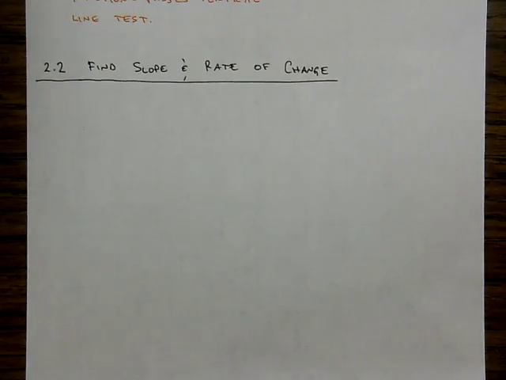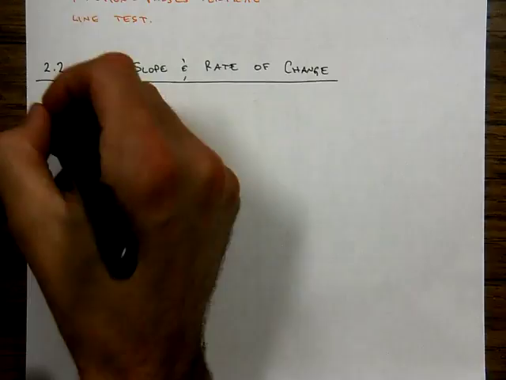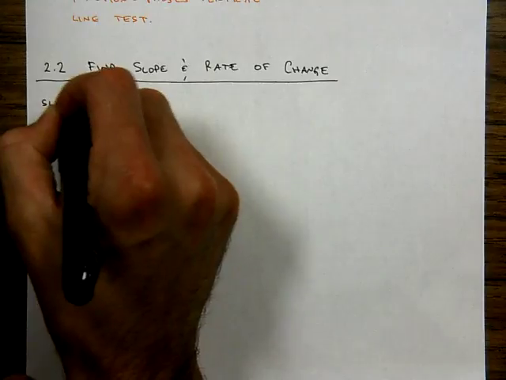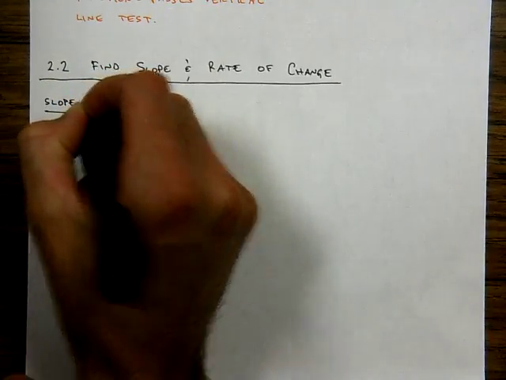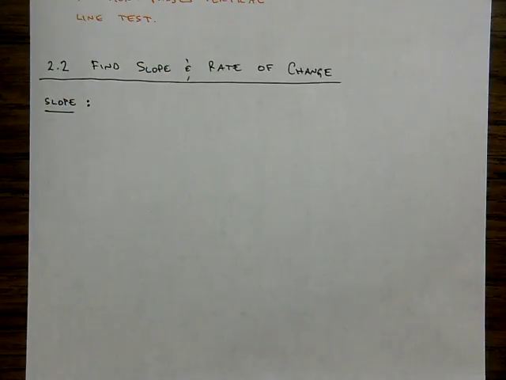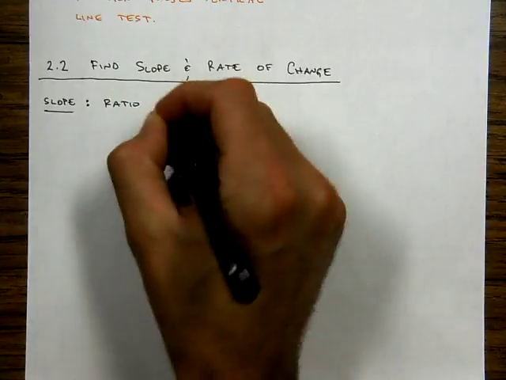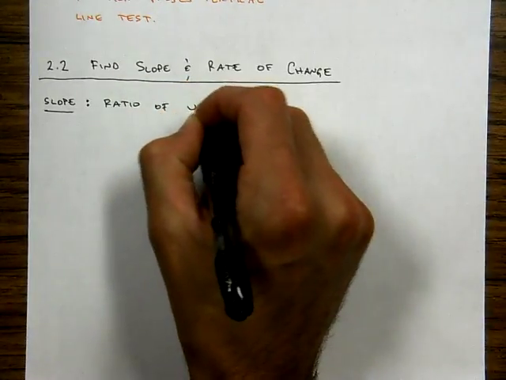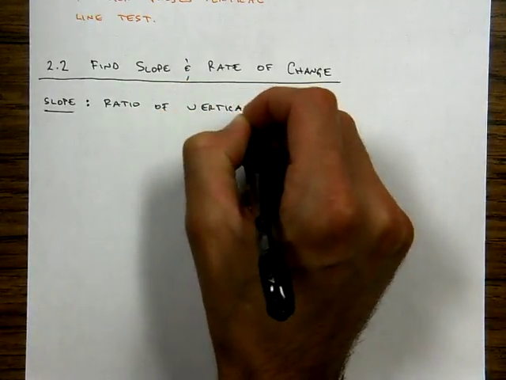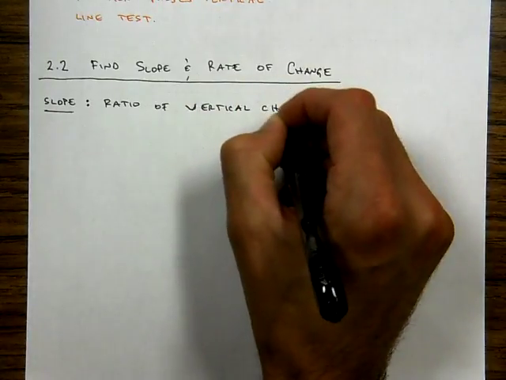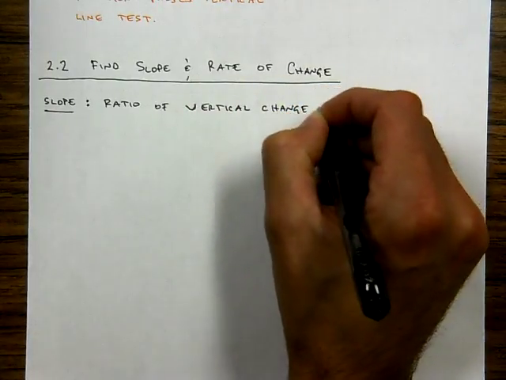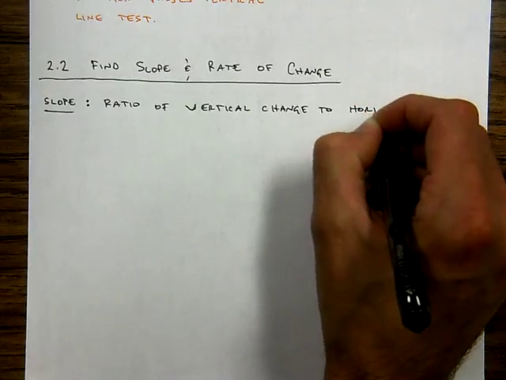Now this definitely is review from Algebra 1, and so I don't want to insult your intelligence, but for those of you guys that might need a quick refresher, let's just go ahead and define what slope is. So there's several ways that you can define slope. So the official definition is, it is the ratio of the vertical change to horizontal change.